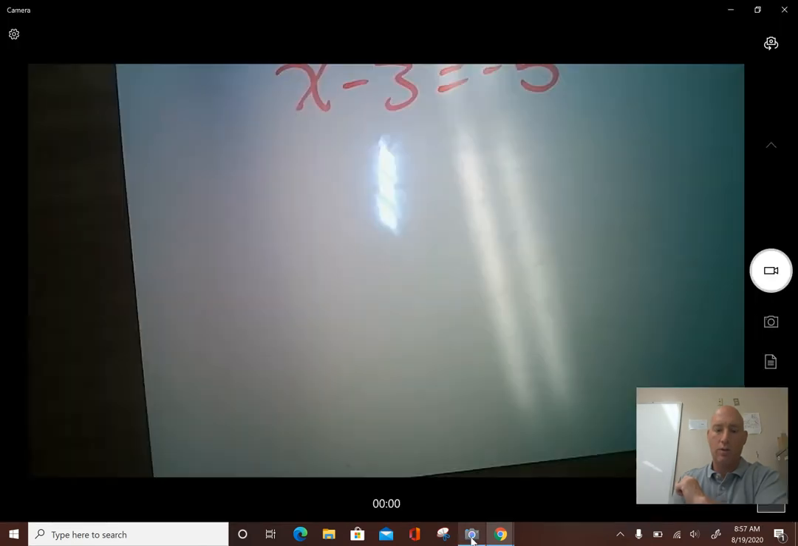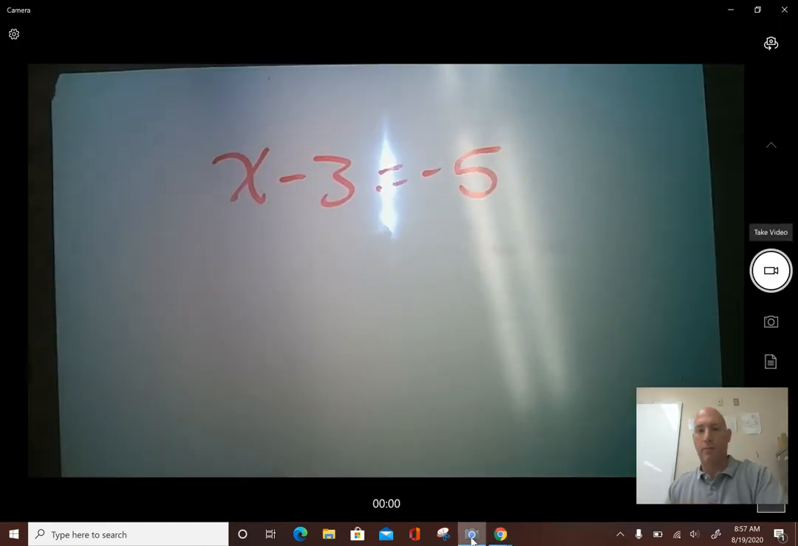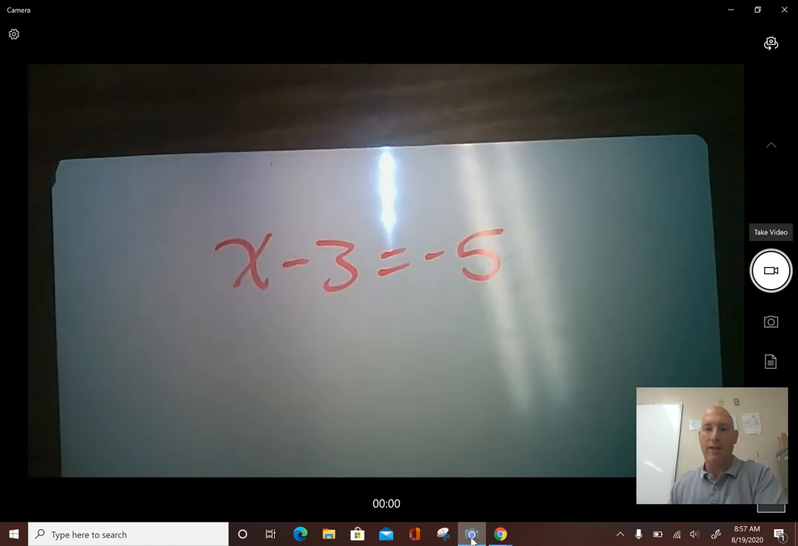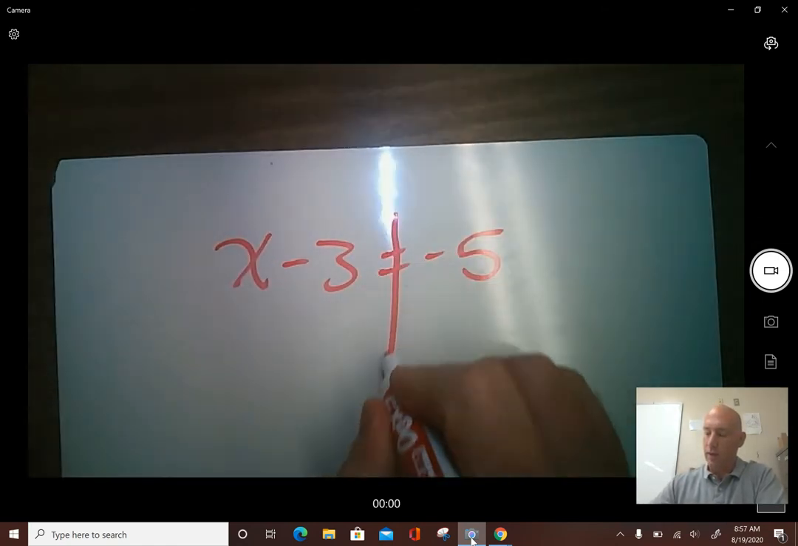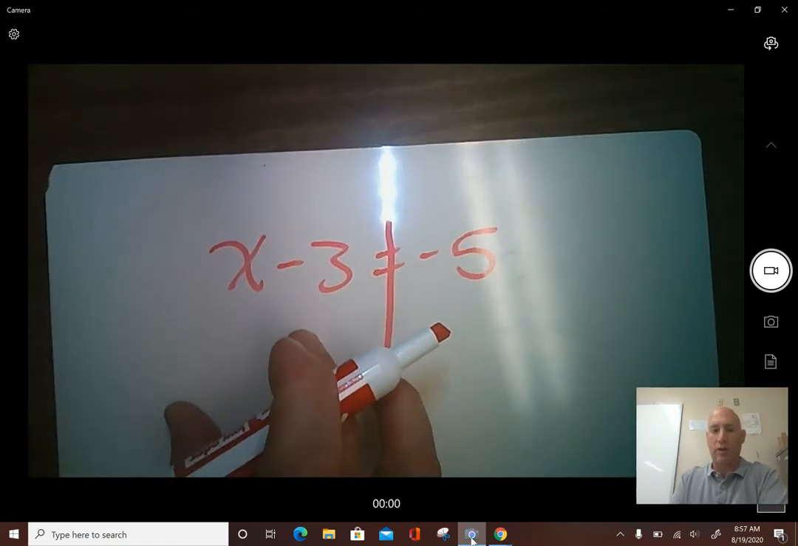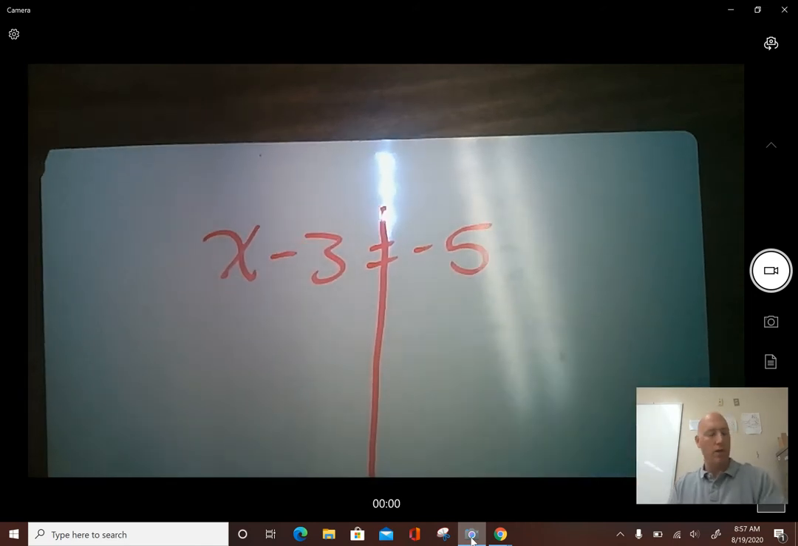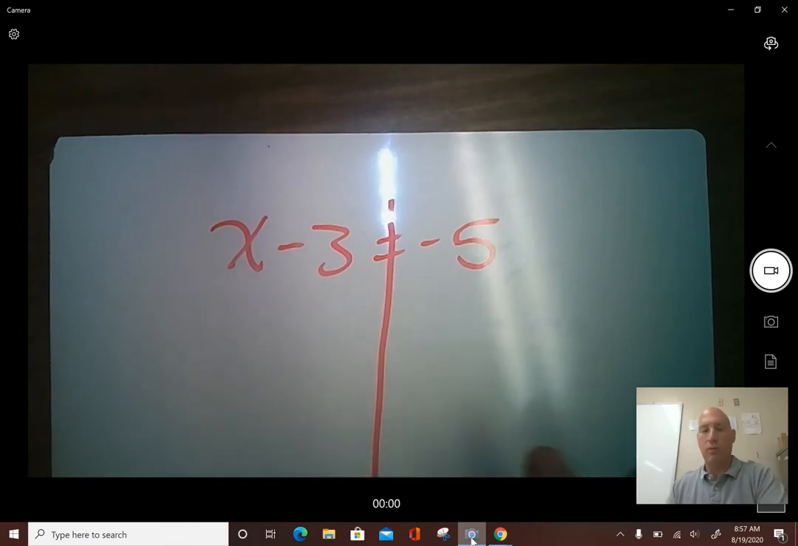So here is that problem, right? Sorry, there's a little bit of a glare. x minus 3 equals negative 5. I put that line down the middle to show the left side is equal to the right side. Red was the original problem. And blue is what I'm going to do to both sides.